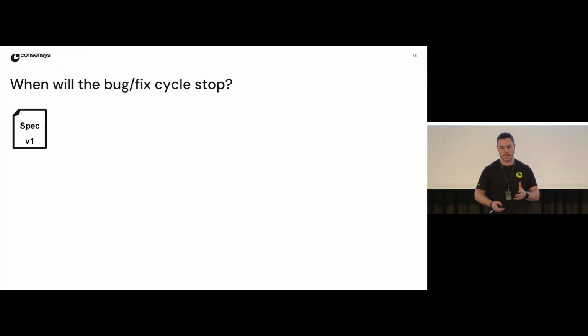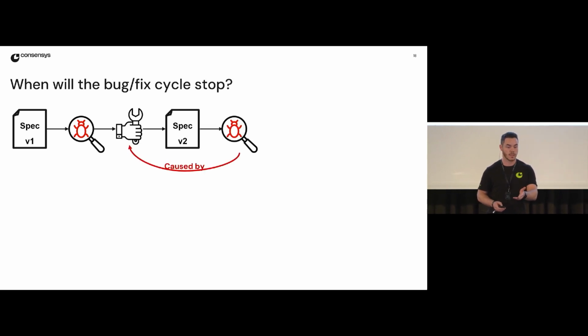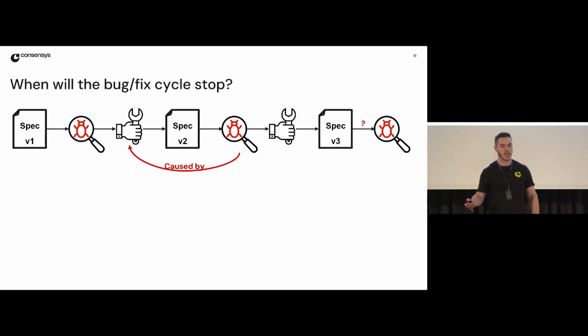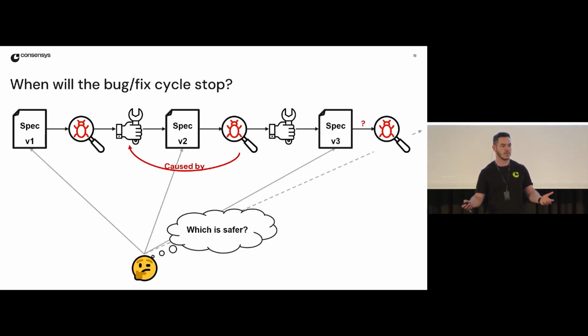All this leads me to the next chapter, which is this process where you have a spec, you find a bug, you fix the bug, you have a new spec, and now you find a bug that perhaps was caused by the previous fix. You fix it, you get a new spec, and you are in this situation, which is safer: the one where I have a bug that I know about, or the last one, where perhaps there is a new bug that I don't even know about.